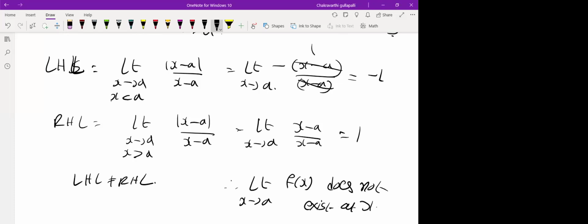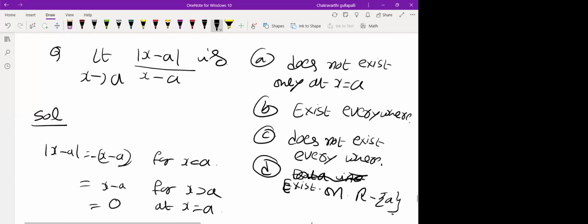Then the question comes. Go to the options. This is the answer you got. Next, first option: does not exist only at x equal to a. So does not exist at x equal to a. Is the problem only at x equal to a?